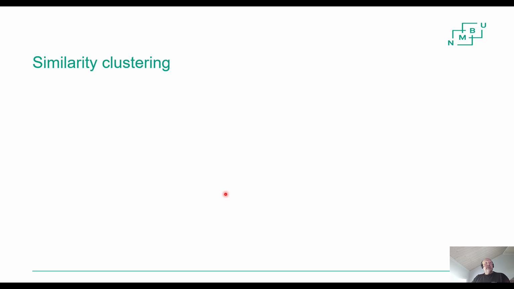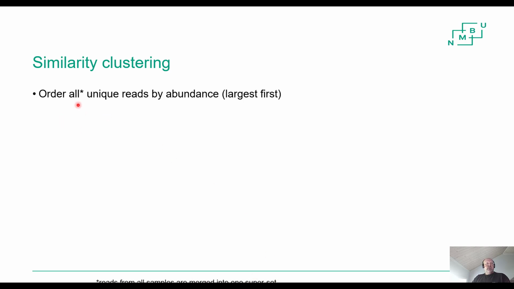Similarity clustering. How do we actually do this similarity clustering? Well, order all unique reads by abundance, largest first. And when I say all, I mean actually all. All reads from all samples are often merged together in one superset. But that's not really important. You can do it sample by sample as well.